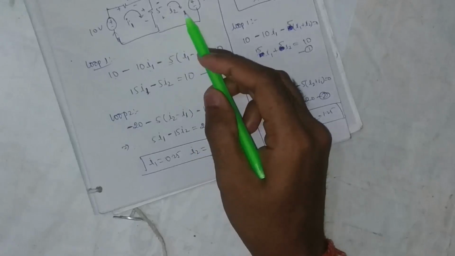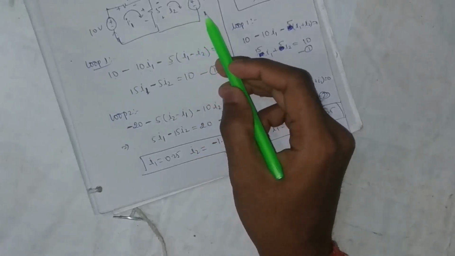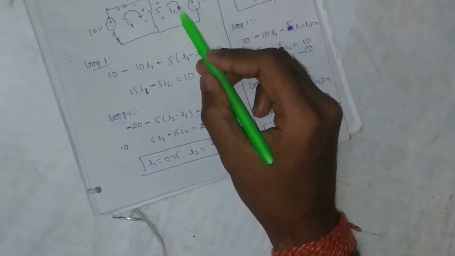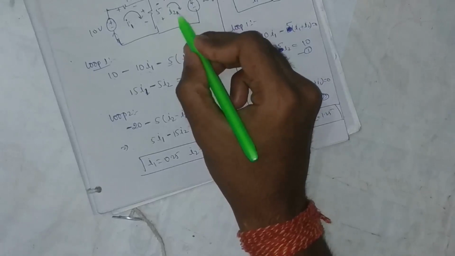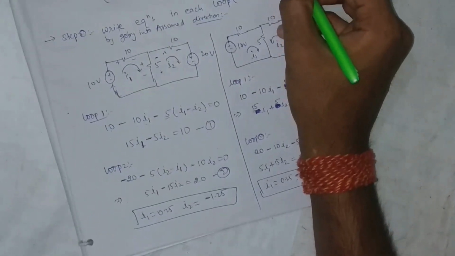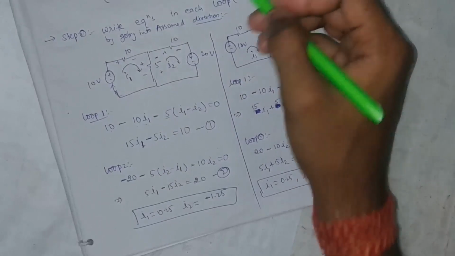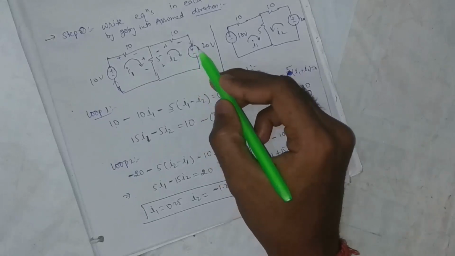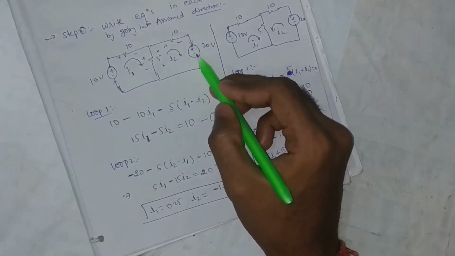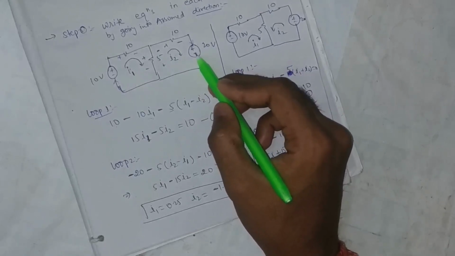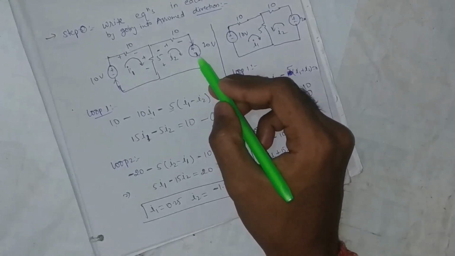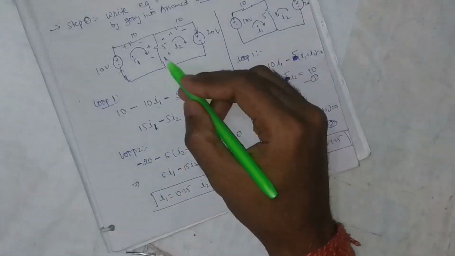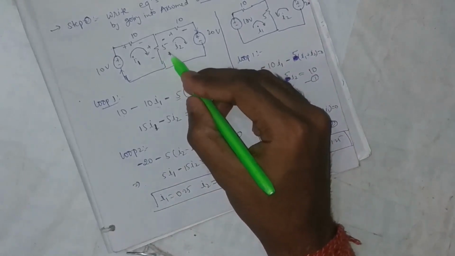Now let's try to write the equation for the second loop. Here I start with the 20 ohm resistance. First I assume the direction in this way, and second I am also going in the same direction as the current flow. As we go in this direction, I can see that from the 20 volt source the voltage is dropping because I am exiting from the negative terminal. So minus 20 is written.